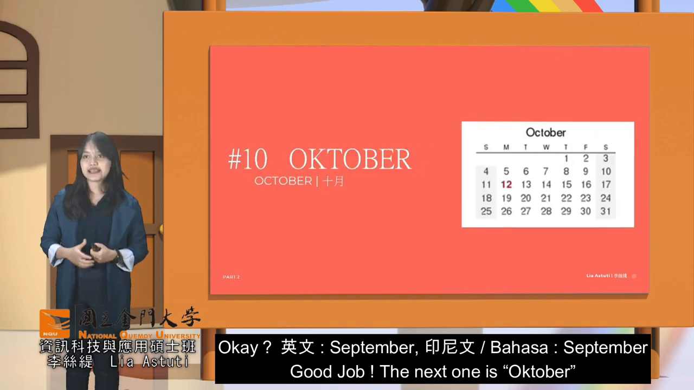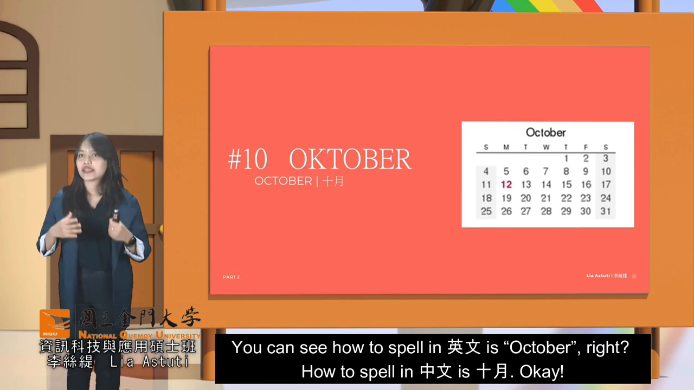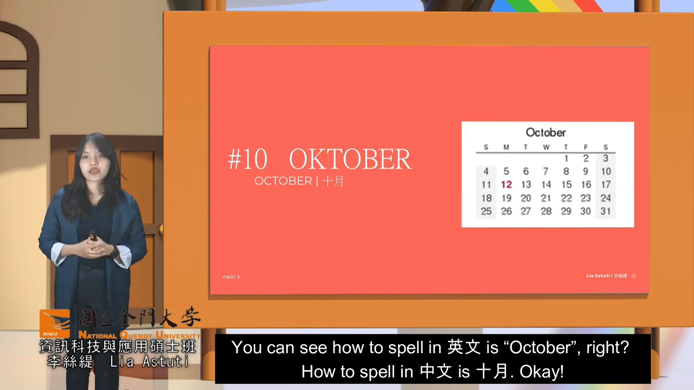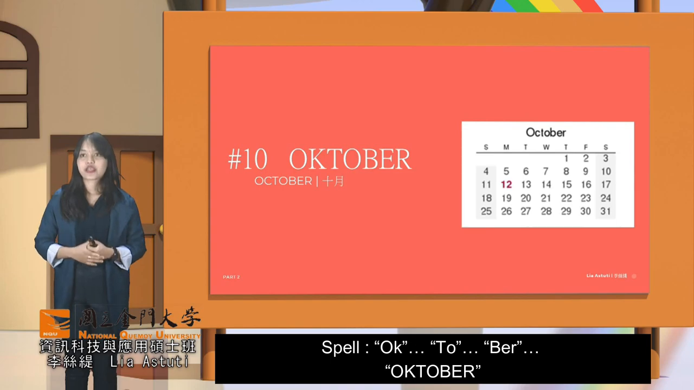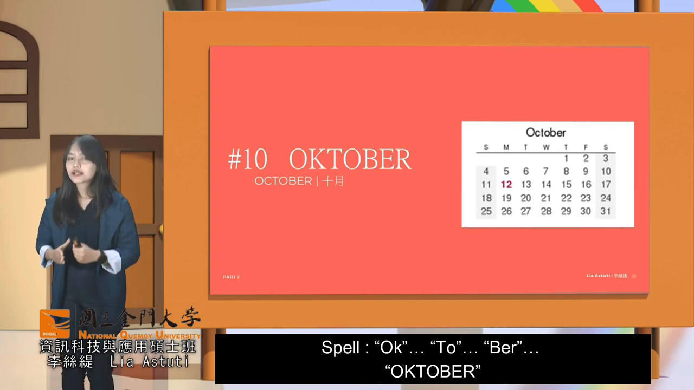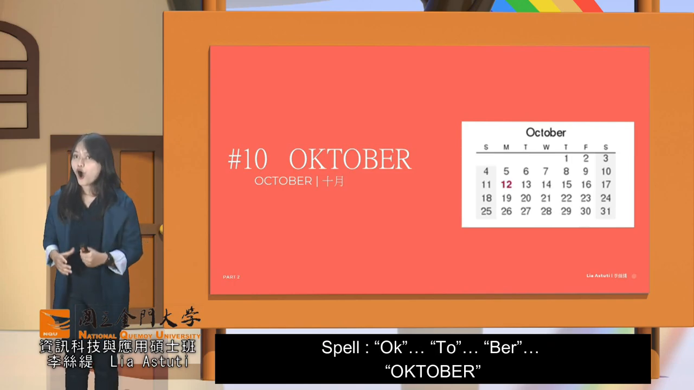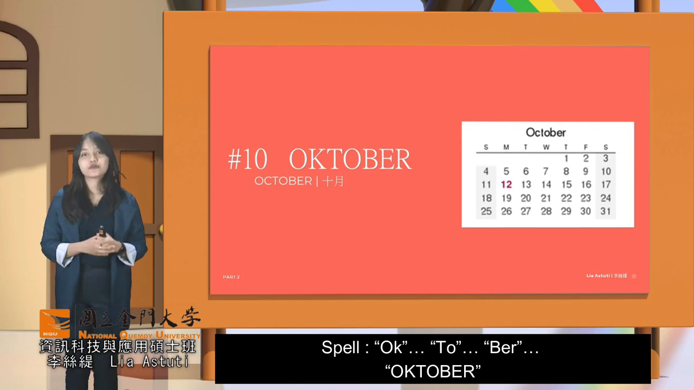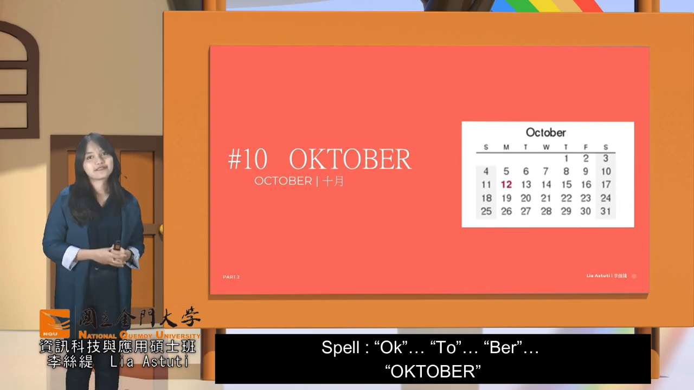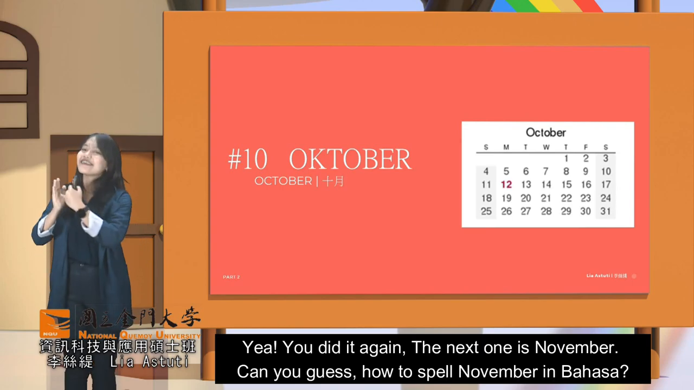The next one is October. You can see how to spell in Yingwen is October, right? How to spell in Zhongwen is Shi Yue. Okay, October. How about in England? October. Right? Once more. October. Yay! You did it again!